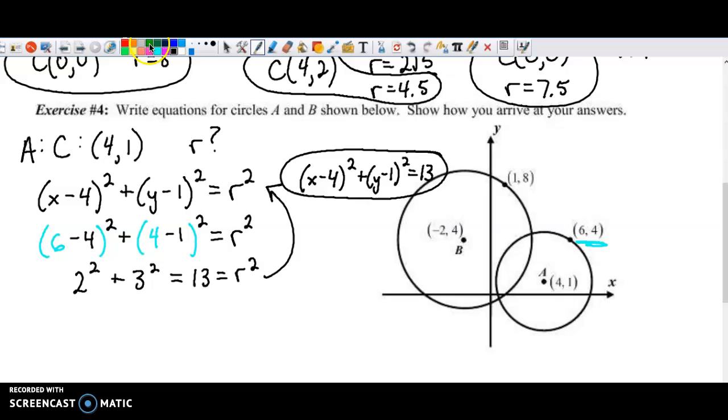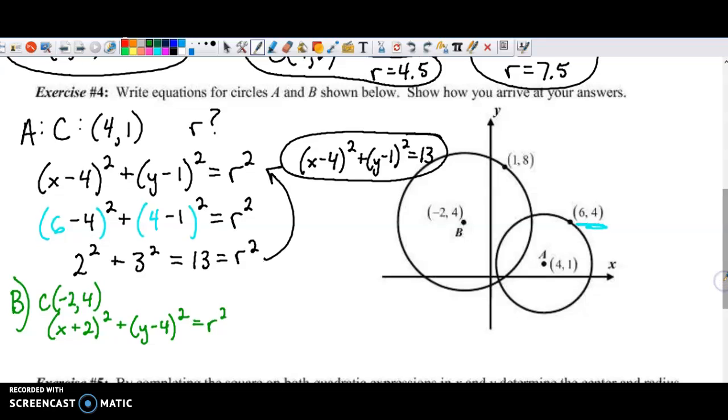And I can do the same thing for letter B. I'm going to circle B, and that center is at negative 2, 4. I'm going to go a little bit faster though. So we have x plus 2 squared and y minus 4 squared. But again, I don't know the radius, but I do know 1, 8 is an ordered pair. Well, 1 plus 2 is 3, and 8 minus 4 is 4. And 9 plus 16 is 25. So r squared must be equal to 25. So therefore, this final answer for circle B, we would just rewrite it this way.